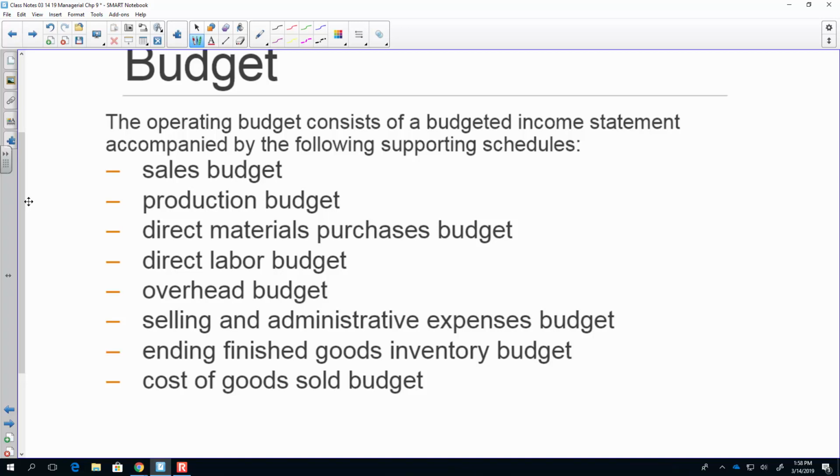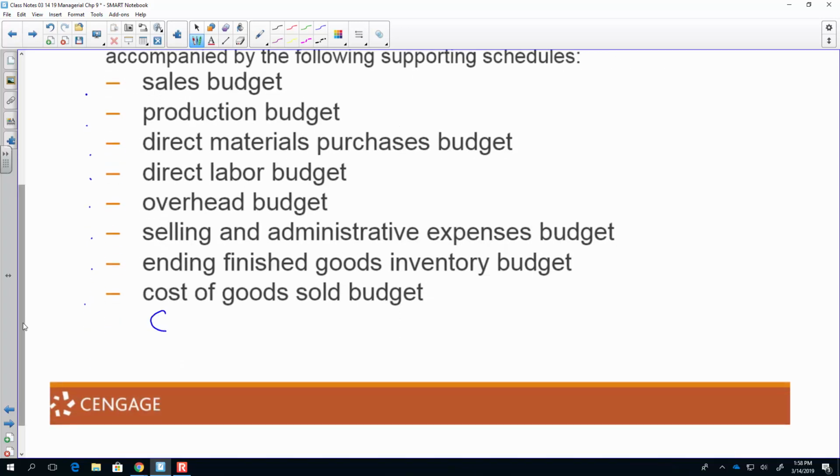For your project, these are the worksheets you're going to have. So how many do we have here? I got 1, 2, 3, 4, 5, 6, 7, 8. Your project will also have a cash budget, which is 9. So we're going to cover all of these to complete your project. We'll basically do top down. So our first budget we're going to talk about today is our sales budget.